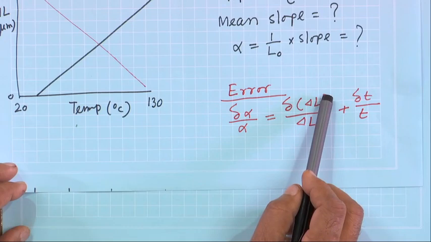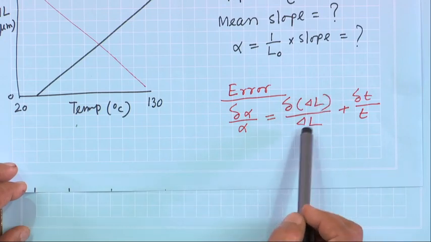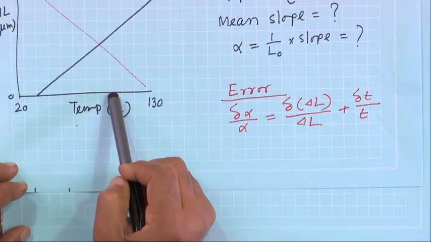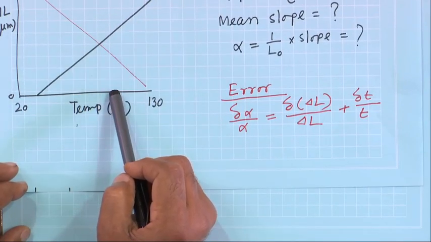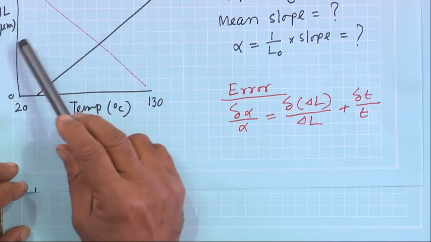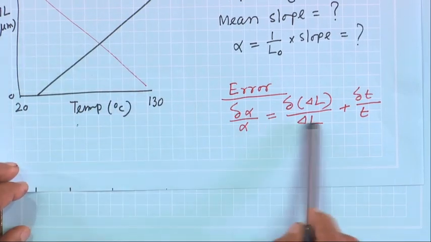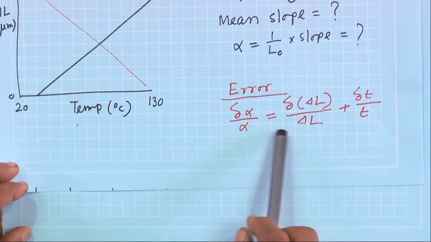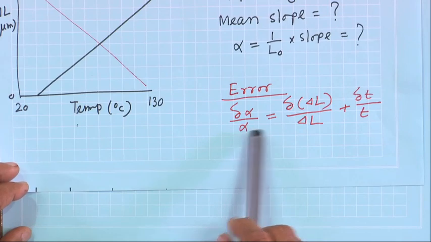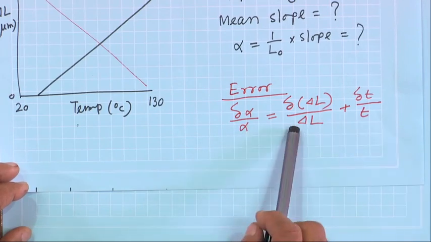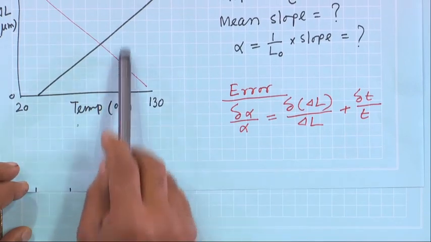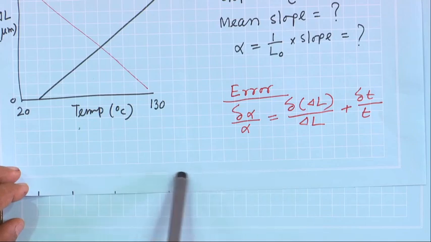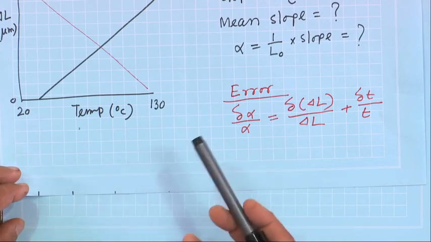So here you can just take one point on the graph, at some temperature. For that temperature, what is the delta L? You find out for a particular temperature the corresponding delta L, and use it for calculating the error. So just put the values of delta L and T from this one point on the graph, and calculate del alpha. Okay.